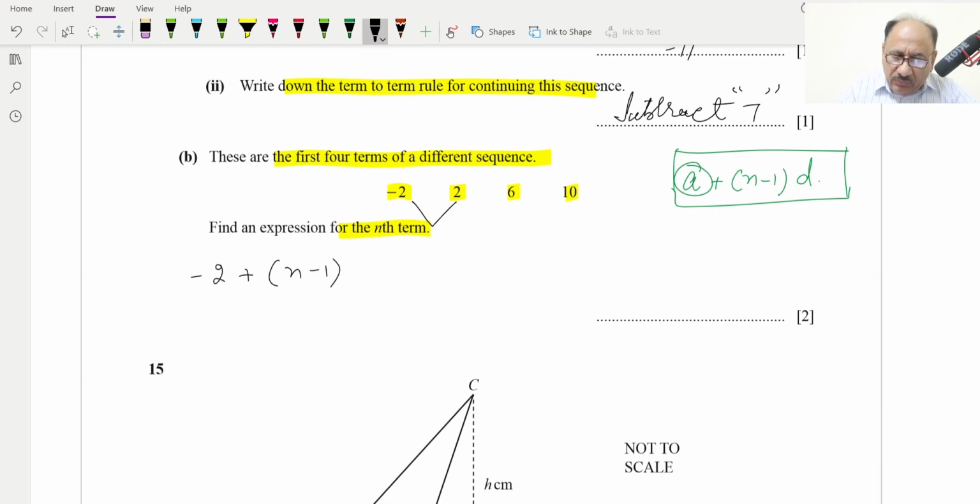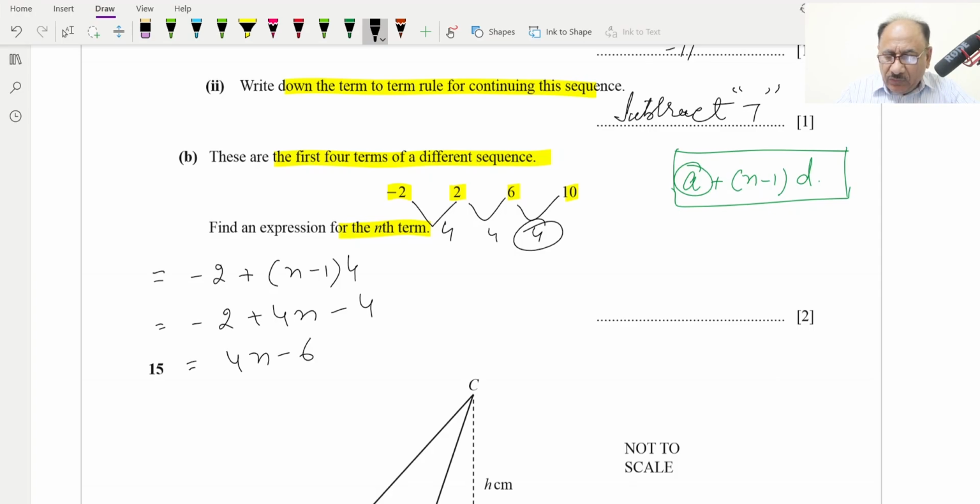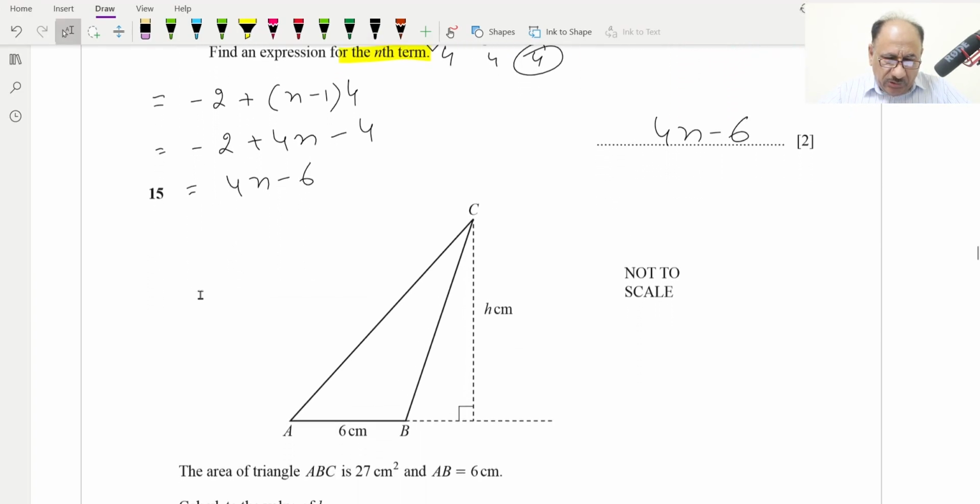2 minus 2 will be minus. This will be plus 4, and this will be plus 4. This is plus 4. So the difference is plus 4. So we'll multiply this by plus 4. So minus 2 plus, if we open the bracket, it will be 4n minus 4, and we can write it as 4n minus 6. So 4n minus 6 will be our general term or nth term for this question, which is question number 14, which we have done.